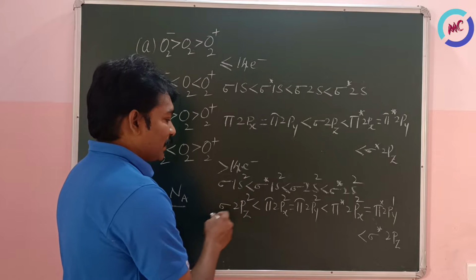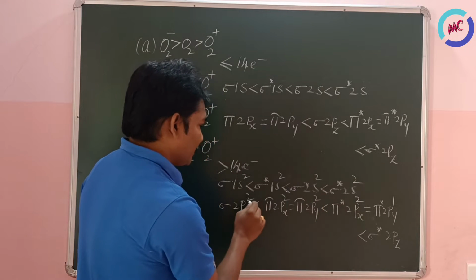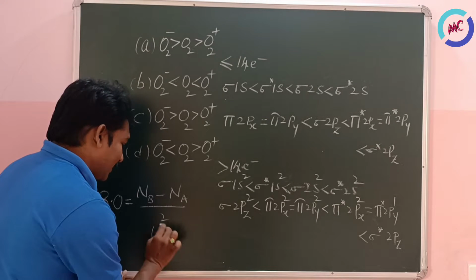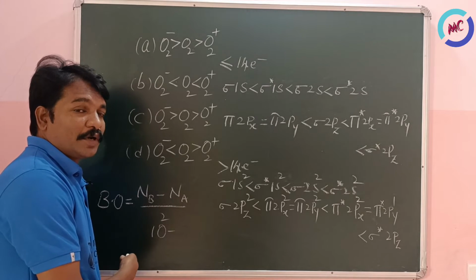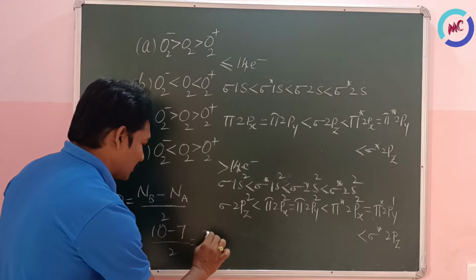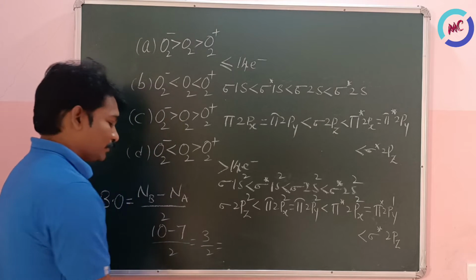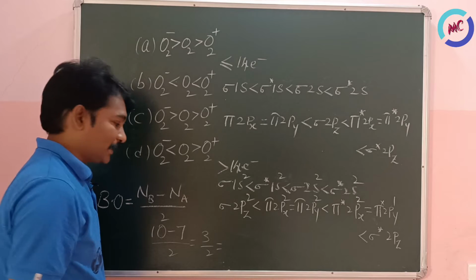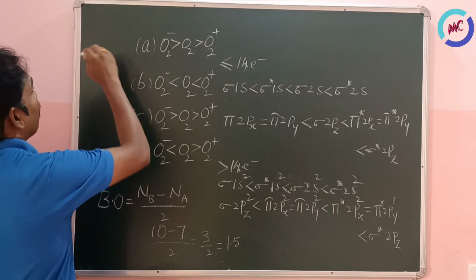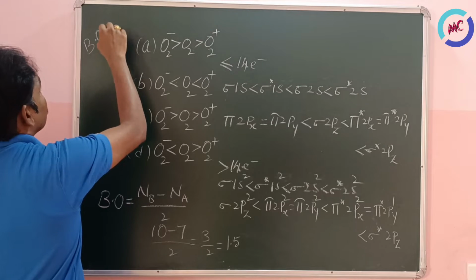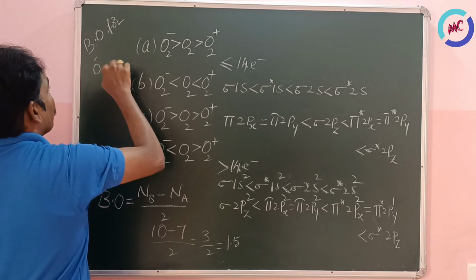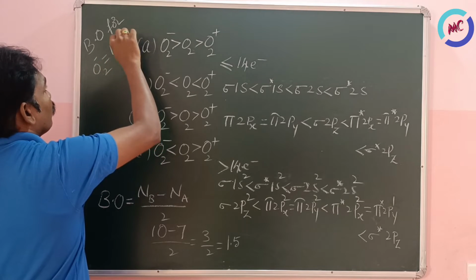Now, how many bonding electrons are there? 1, 2, 3, 4, 5. 5 twos are 10. 10 bonding electrons. Out of 17, 10 bonding in the sense the remaining 7 are anti-bonding. 10 minus 7 by 2, that is equal to 3 by 2, which is 1.5. Here I will write the bond order for O2 minus is equal to 1.5.